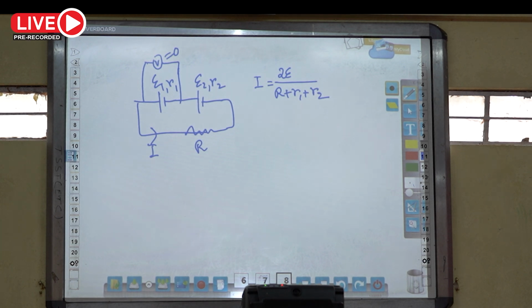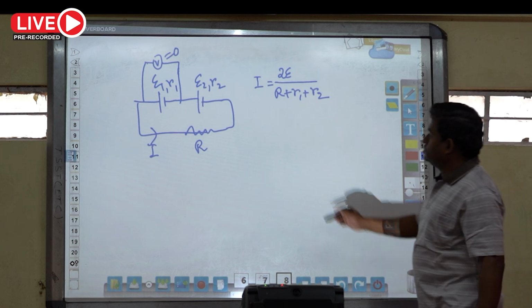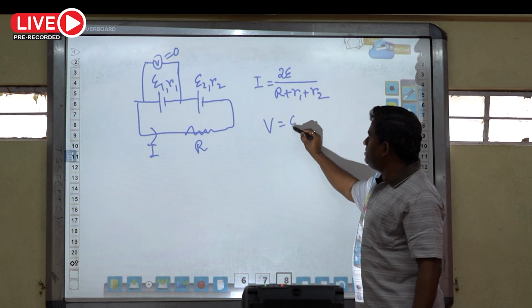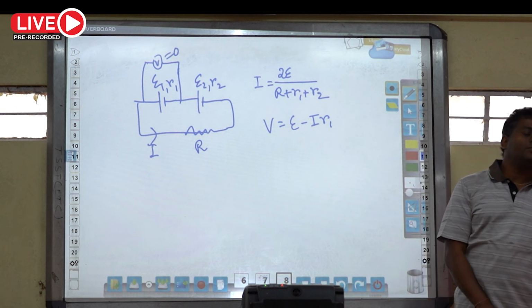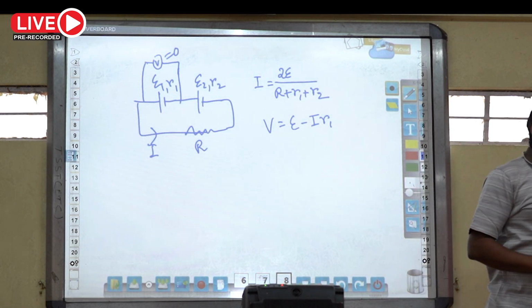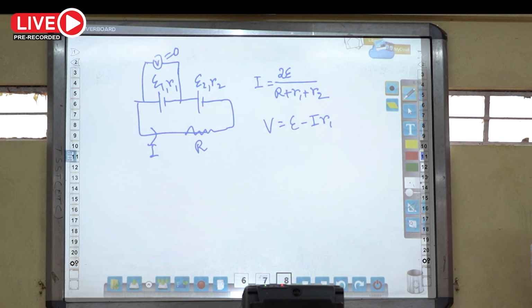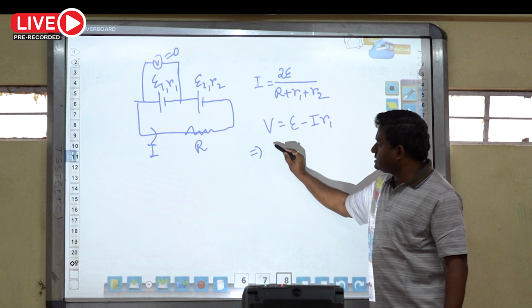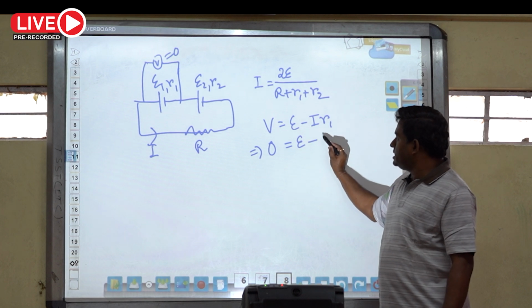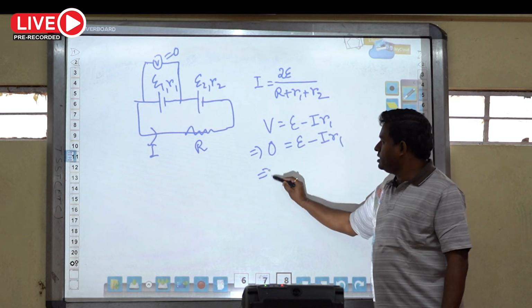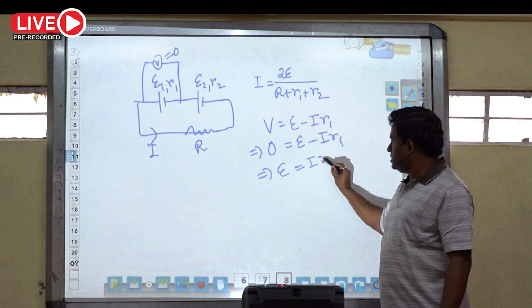Now, terminal potential drop across the first cell means EMF of the first cell minus lost volt. Lost volt means I into R1. So this V will be E minus I R1 across the first cell. Lost volt means voltage drop across internal resistance. Now it is mentioned in the problem that this is 0. So we can write E minus IR1 equal to 0, and accordingly E equal to IR1.